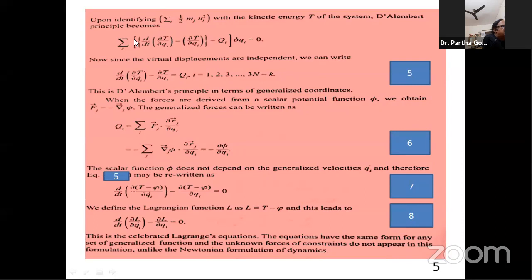This summation is true for any kind of displacement delta qi of generalized coordinate. Therefore the summand has to be 0. If the summand is 0, one is led to d/dt of del T, capital T, by del qi dot. Mind you, it is del qi dot, meaning derivative with respect to time, minus del T by del qi.